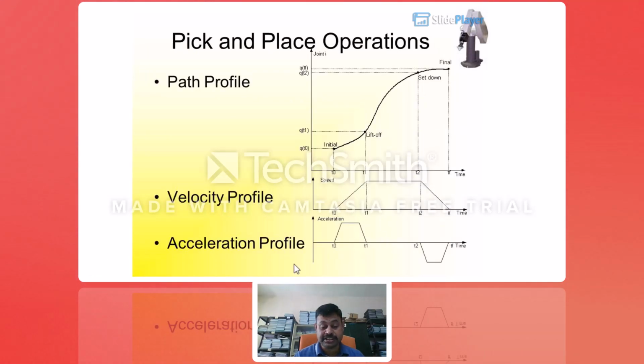Now the pick and place operation. What is the path profile? What is the velocity profile? What is the acceleration profile? This path profile we have already seen. Now, considering this, initially the speed will be zero. Once it goes to lift off, the velocity will be more. Then again, lift up and set down, it will be constant speed. Again, speed will come down. So initially increasing speed, then constant, and coming down. This is the velocity profile.